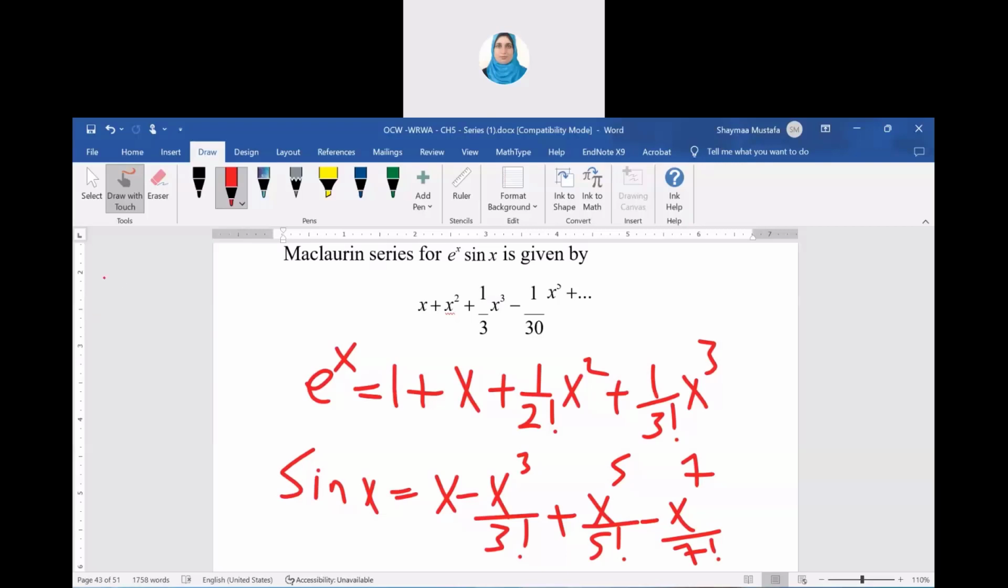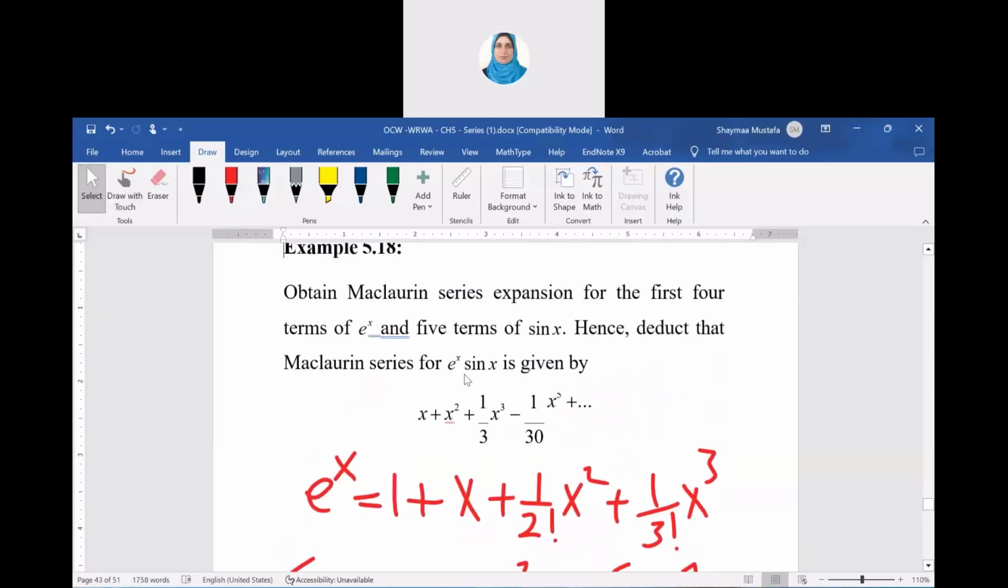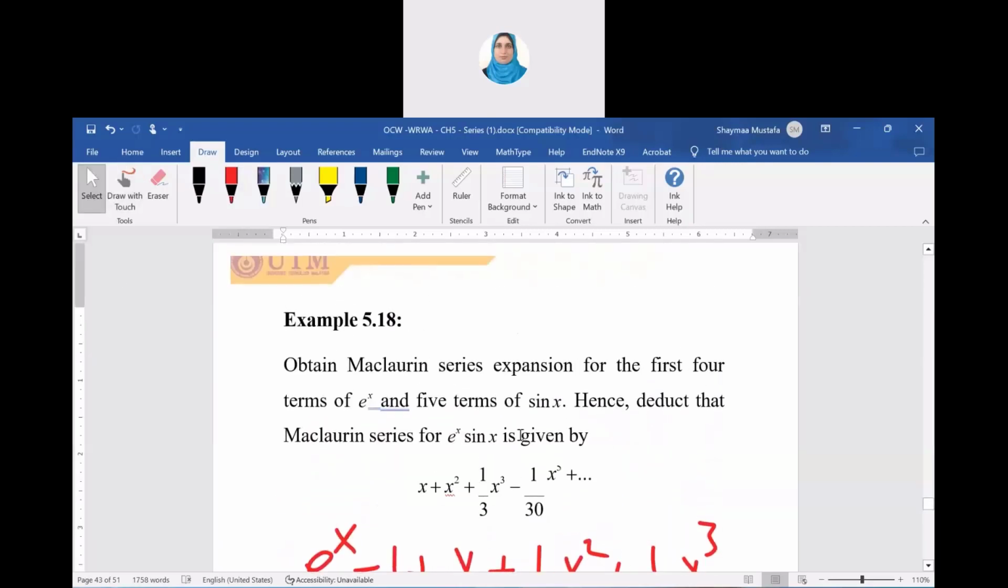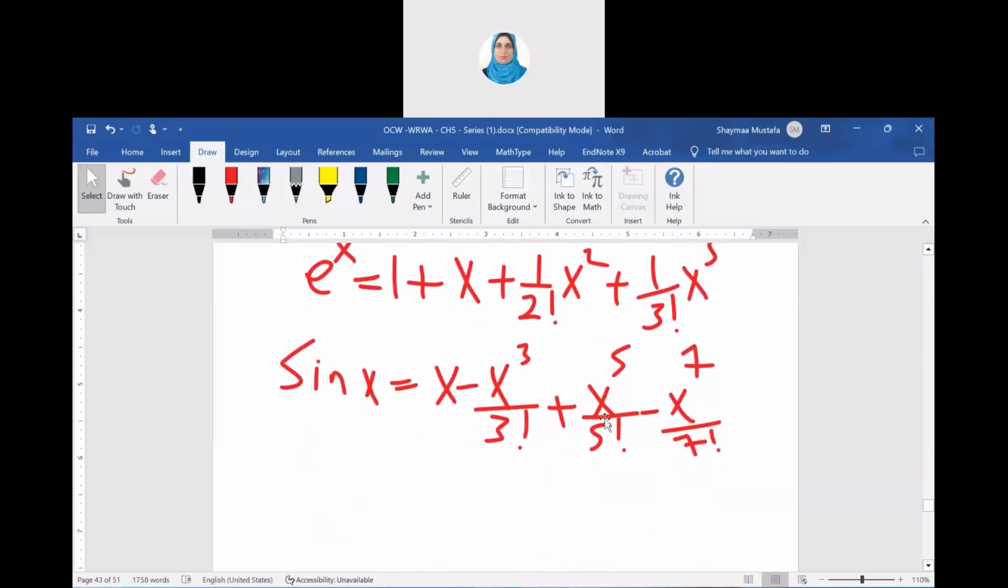And then we need 5 terms of sine x. 1, 2, 3, 4. We need another term here. So it should be x to the power 9 over 9 factorial.